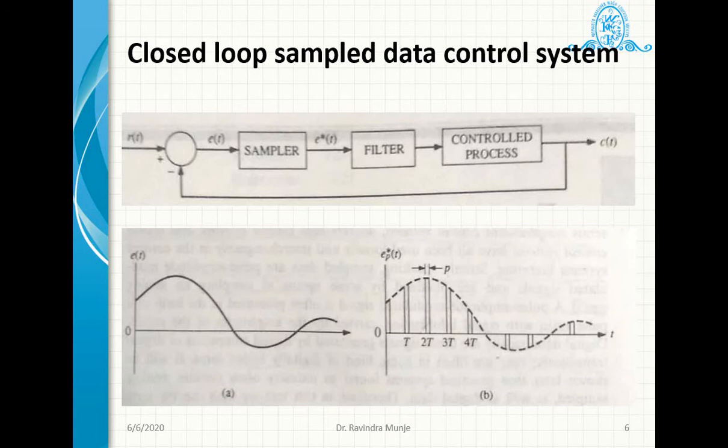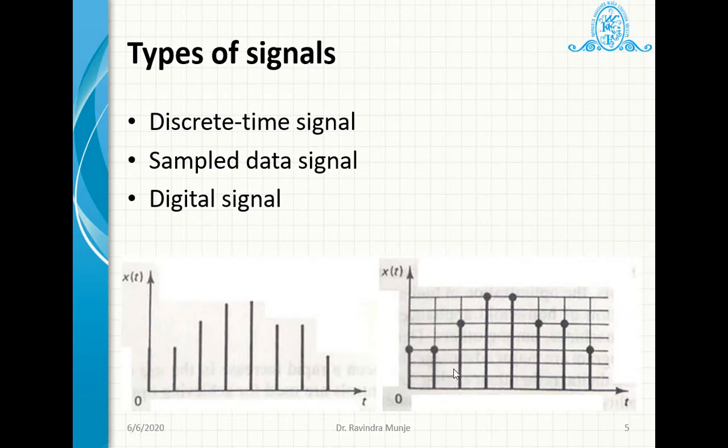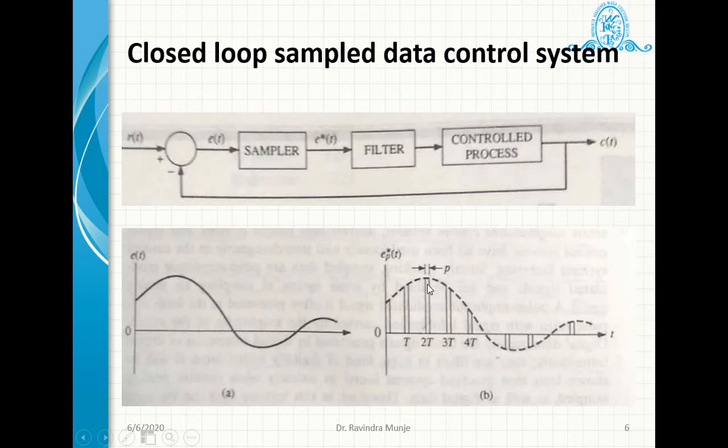Discrete data and digital control systems differ from conventional continuous data and analog control systems in that the signals in one or more parts of these systems are in the form of either pulse trains or numerical codes. These sampled signals are pulse trains, and these will be represented as digital codes like 01, 10, 11, 00. These are the digitally coded words, right? So the signals are in the form of either pulse trains, that is sampled data, or numerical codes, that is digital signal.